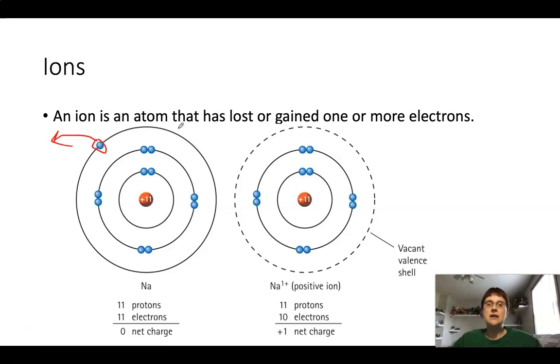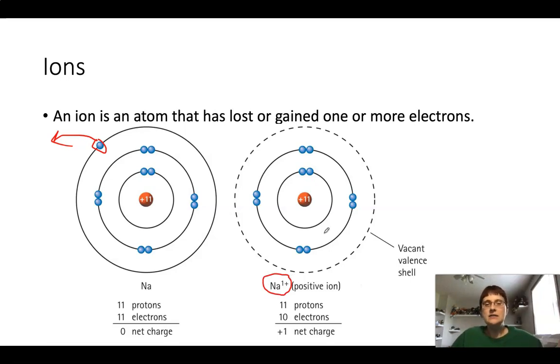So ions are atoms that have lost or gained 1 or more electrons. In this case, sodium loses that 1 electron. And so this valence shell becomes empty, and now the next shell in is full. This is now going to be a very stable atom because it's got that full outer valence shell. But it becomes an ion because now it has a charge. So you can see here that sodium becomes a +1 ion.